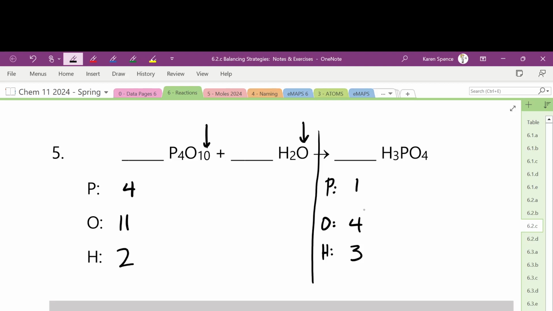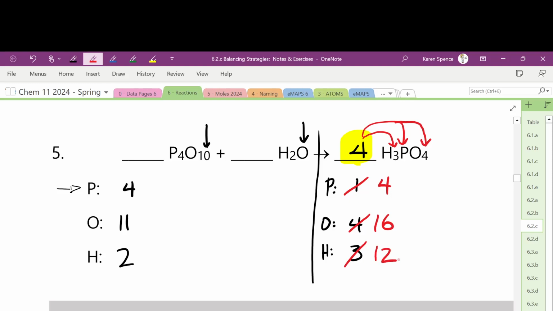So I'm looking at this and I'm saying, over on my left-hand side, I have 4 phosphorus, and on the right-hand side, I have 1 phosphorus. I'm just going to do that one first, just randomly. And when I put the coefficient in, then I need to update everything that needs updating. So I'm going to update my phosphorus because now I have 4 times 1 is 4 phosphorus. Oxygen, I have 4 times 4 is 16 oxygen. And I have 3 times 4 is 12 hydrogen.